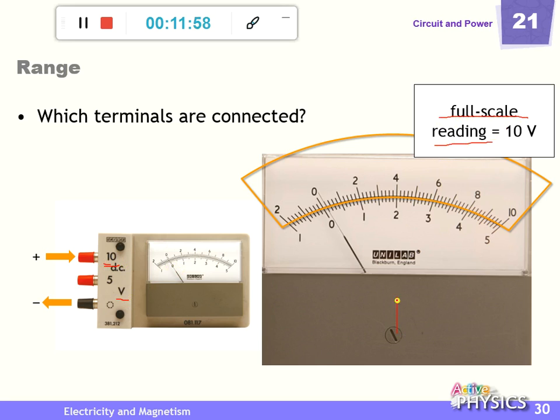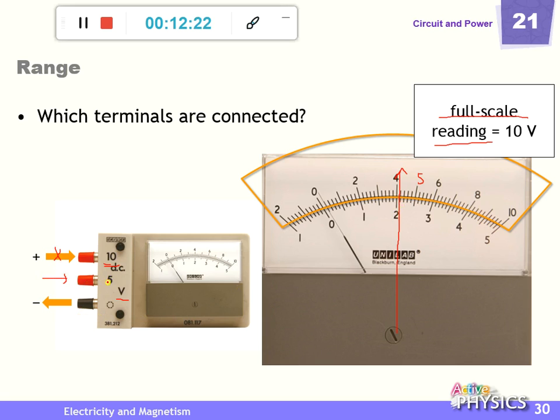If I say that the pointer points to here, then your answer should be 4, or in a more accurate way, this one is 4, this one is 5. The accurate answer should be 4.2 volts. Okay, 4.2 volts.